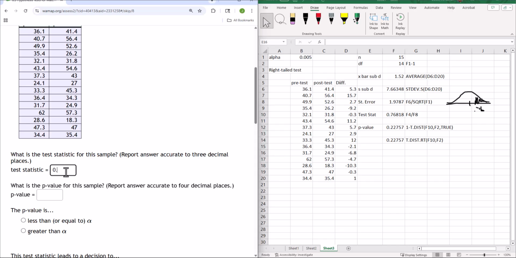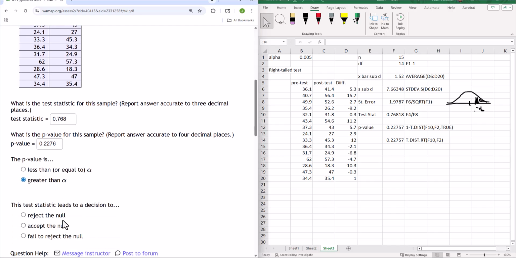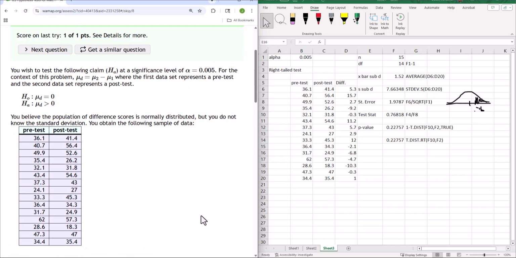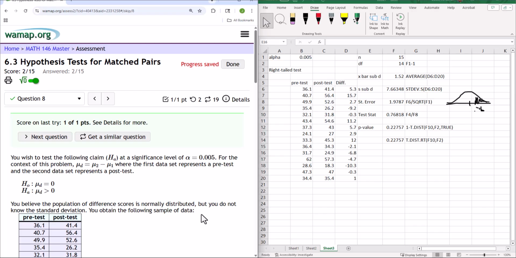So our test statistic to 3 decimal places is 0.768. And the p-value, to 4 decimal places, we have 0.2275 followed by a 7, so the 5 is going to round up to 6. Comparing our p-value to our alpha here, our p-value is greater than our alpha, and so we fail to reject the null hypothesis. And we got another one correct.